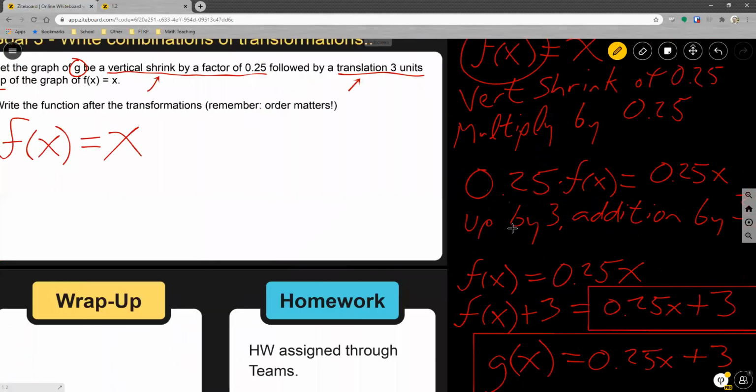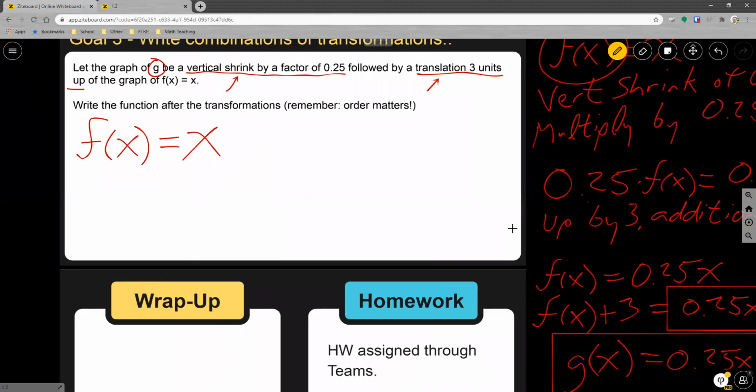So as I said in the slide, order matters. If you've got 3 transformations in a row, 1, 2, 3, you want to do them in the order that they are stated to go in. If you don't, you could very well end up with lots of different possibilities for the function that aren't what the function is describing.